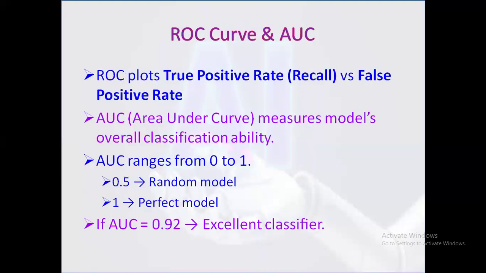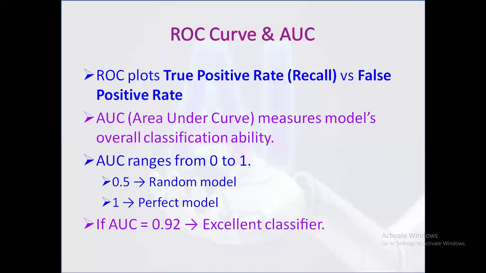The ROC curve in the example shows how classification performance changes with the threshold value. An AUC value of 0.92 indicates excellent discrimination ability. This means the model can clearly distinguish between positive and negative classes most of the time, making it suitable for real world deployment.